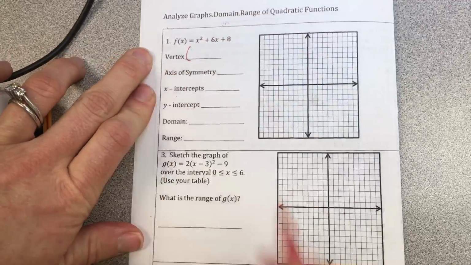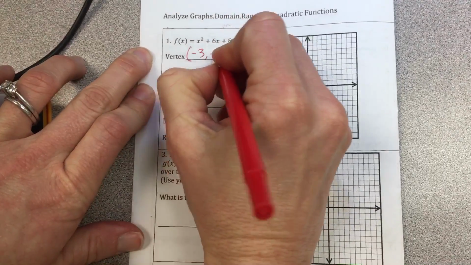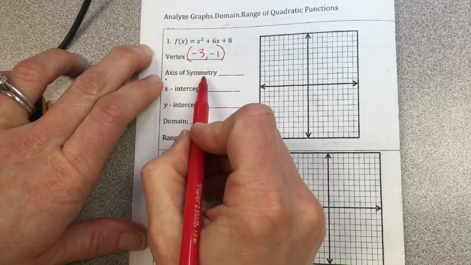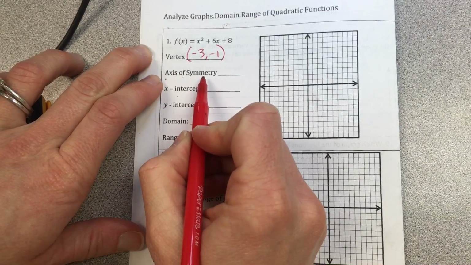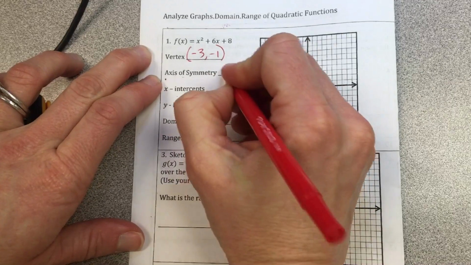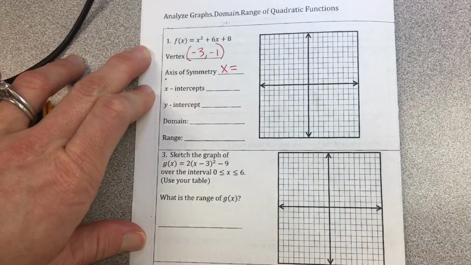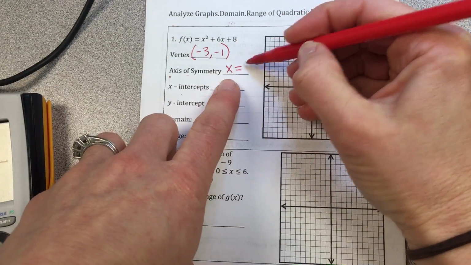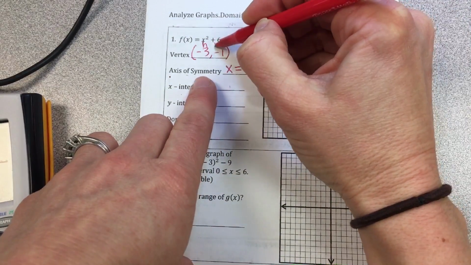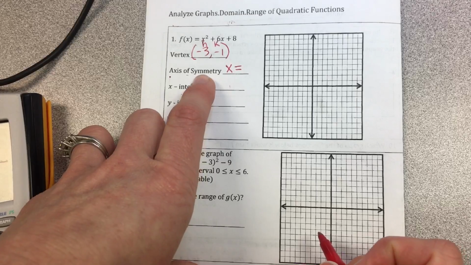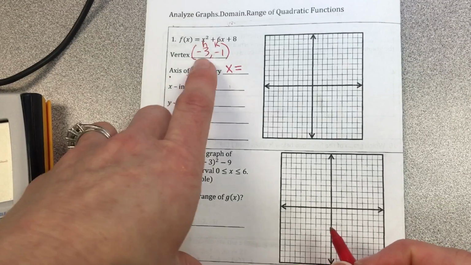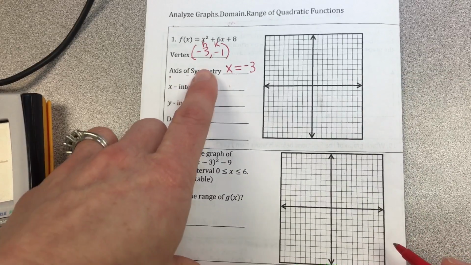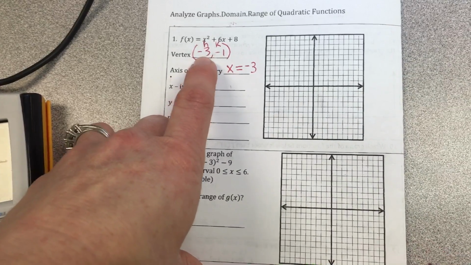What is the vertex? Good, -3, -1, okay? Your axis of symmetry, how does that start? Anybody remember? It's always, very good, x equals. It's always x equals, and it's x equals h. Remember, your vertex is h and k. All right, h and k. So what number is your h? The first one, which is -3, in the vertex, okay?